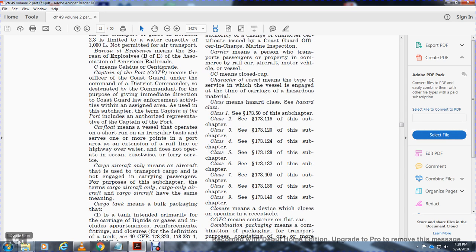Cargo aircraft only means an aircraft that uses cargo to transport cargo, but they do not engage in carrying passengers. For the purpose of this subchapter, the terms cargo aircraft only and cargo aircraft have the same meaning. Cargo tank means the bulk package.